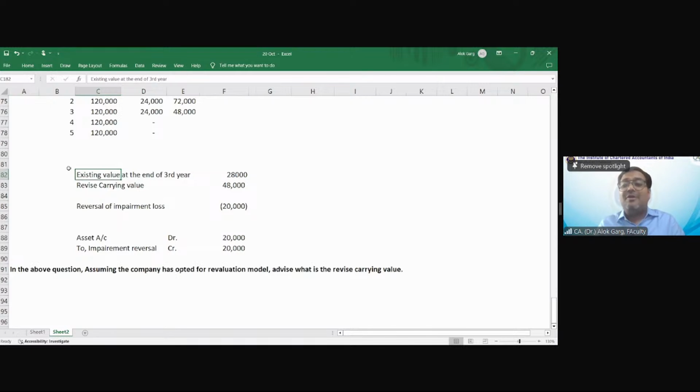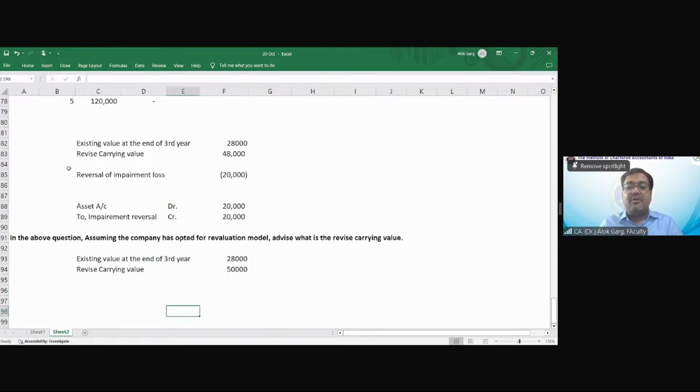Since it is not only impairment reversal, since you have opted for revaluation model, what is your current recoverable value? 50,000. आपकी आज की मार्केट वैल्यू 50,000 है. So in that case, existing value at the end of third year is how much? 28,000. Revised carrying value, आपकी revised carrying value would be, जो ज्यादा होगा वही लेंगे ना. क्या लेंगे? 50,000. क्योंकि कंपनी ने रिवैल्यूएशन मॉडल ऑप्ट किया है. रिवर्सल ऑफ इंपेयरमेंट लॉस क्या होगा? 22,000.